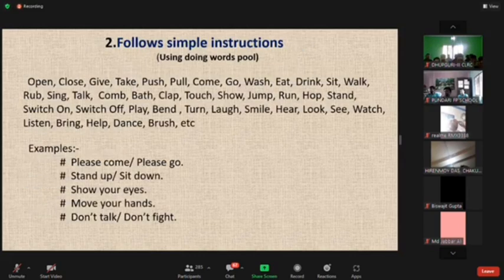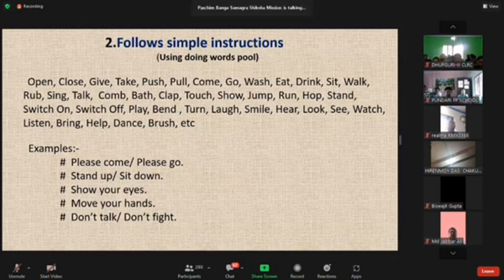Next, our next learning outcome is to follow simple instructions. This is a very important part, because whenever they come from home to school, they are coming into a different environment. In this environment, whenever we give them instructions in the mother language, they can follow. But whenever we tell them in English, there would be some problem. So whenever we use these instructions in English, we have to use proper gestures and postures to scaffold them to understand the meaning of the doing words.